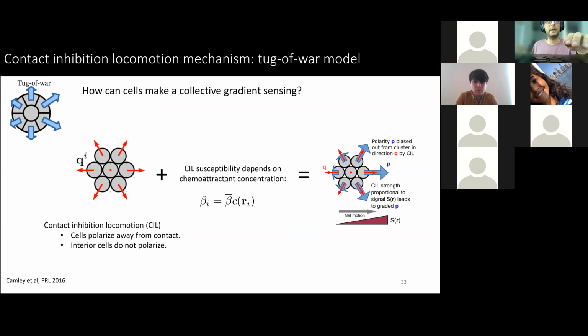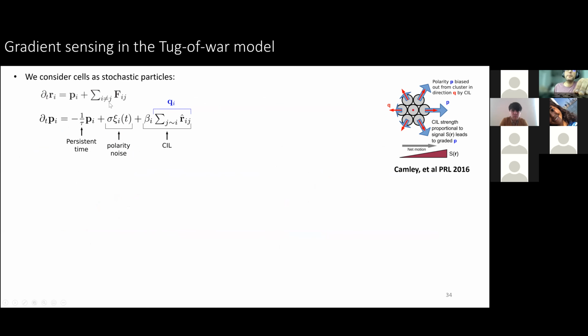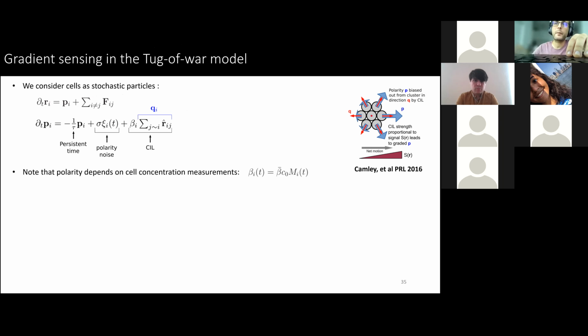I don't have time to go into the mathematical details of the model, but I'm going to say that we assume each cell is a stochastic particle, and we can write the velocity as equal to the polarity plus the forces coming from the interaction between the neighbors. The polarity follows an Ornstein-Uhlenbeck process with a persistence time and a noise associated with the polarity. And we have a term associated with this contact inhibition locomotion. Again, in order for this to work, we need the susceptibility of the cell to get polarized to depend on the chemical concentration.